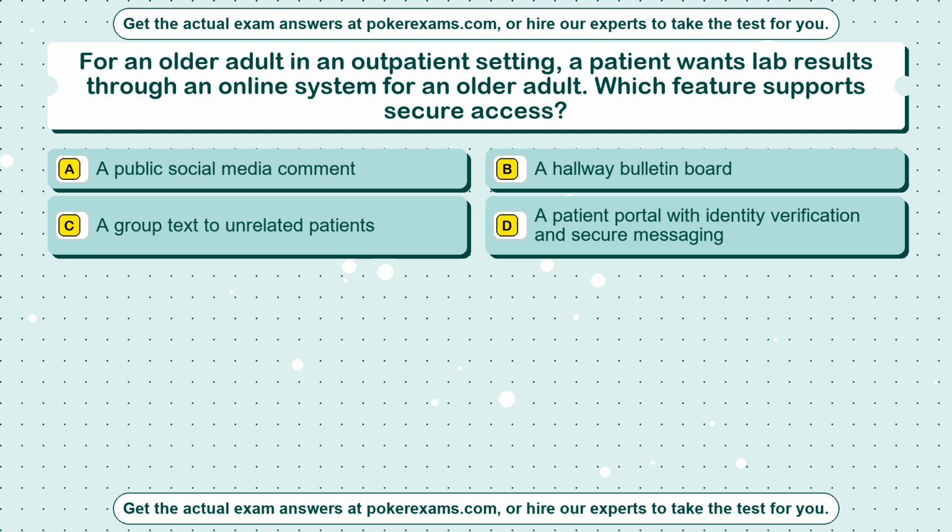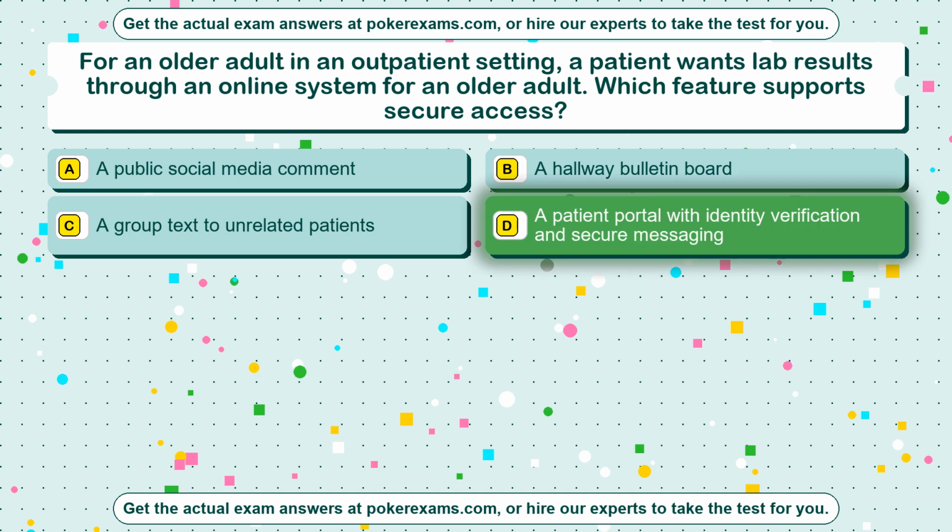Option A, a public social media comment. Option B, a hallway bulletin board. Option C, a group text to unrelated patients. Option D, a patient portal with identity verification and secure messaging. The correct answer is option D, a patient portal with identity verification and secure messaging.